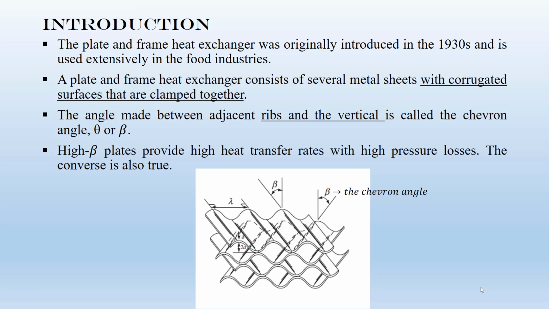So as an introduction, plate and frame heat exchangers were introduced in 1930, and they are normally used in food industries. A plate and frame heat exchanger consists of several metal sheets with corrugated surfaces. One of the important design parameters to design plate and frame heat exchangers is the chevron angle, which is the angle between the adjacent ribs and the vertical.